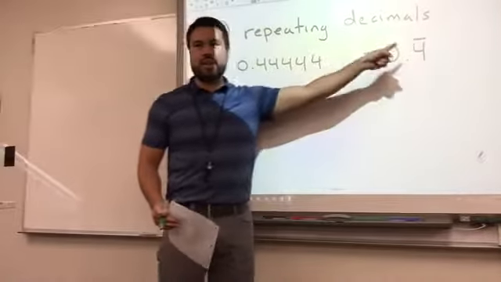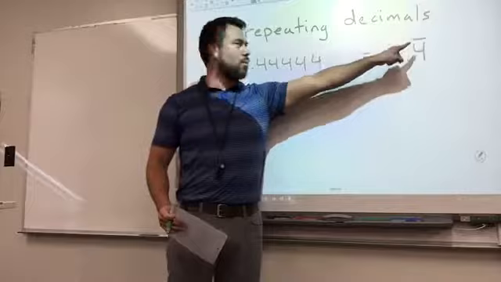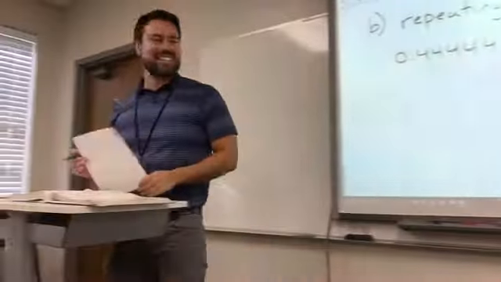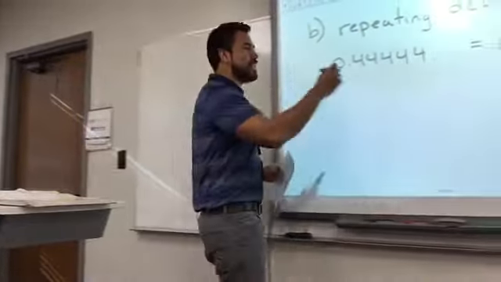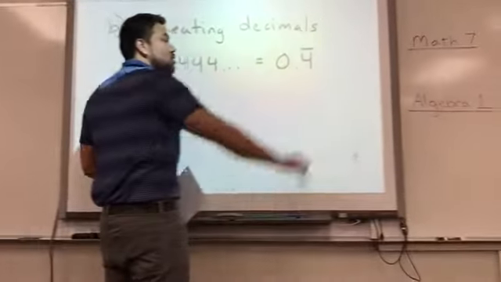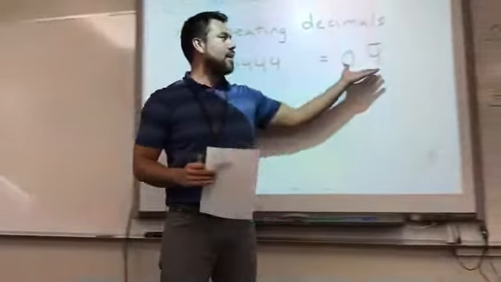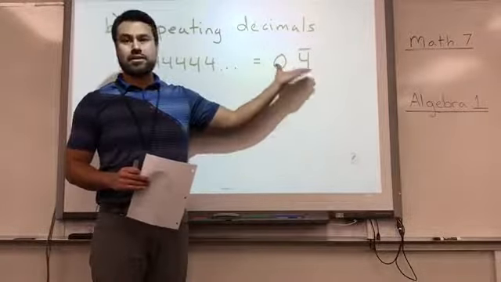Which one's easier to write? The one with the bar, right? The one on the right's a lot easier. So they mean the same thing, but repeating decimals are also rational numbers. This right here can be written as a fraction of integers.